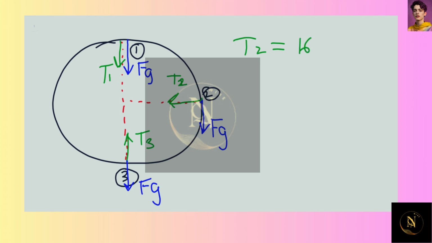Now, the only thing that we're given is the tension in the stick at position 2. It's 60 newtons. Now, we can use this information and our knowledge about how the centripetal force works to find the tension at the other points as well.